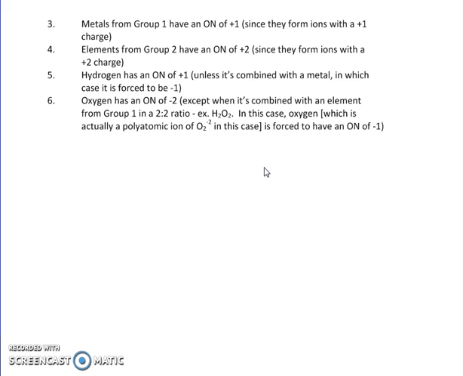Oxygen has an oxidation number of -2, usually. The only exception to that will be when it is combined with an element from group 1 in a 2:2 ratio, for example, H2O2, hydrogen peroxide. In this case, the hydrogen has to be positive 1, and in that case, the oxygen is forced to have a -1 oxidation number. And that's because it's not there as an oxygen ion, it's actually part of a polyatomic ion. So this is a rare exception that we'll deal with a few times, but for the most part, oxygen will be -2.